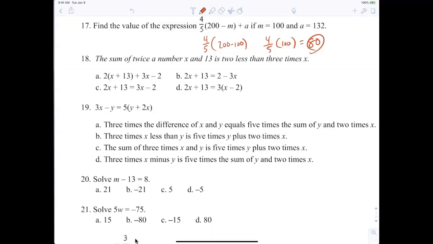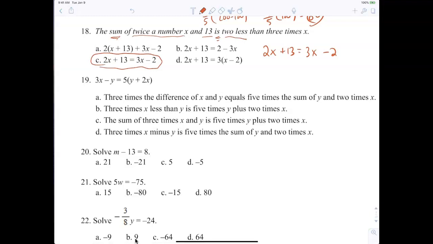Number 18. Alright, now we're going to write this out. The sum, which means to add, twice a number and 13. So you're going to add twice a number and 13 is equal. Now we write 2 less than as -2, and then 3 times x. Okay? So 2x plus 13 equals 3x minus 2. Alright, so that had to be C.